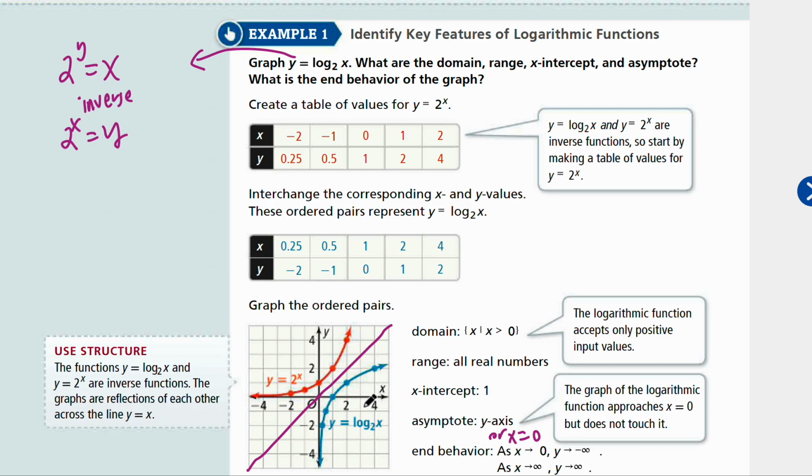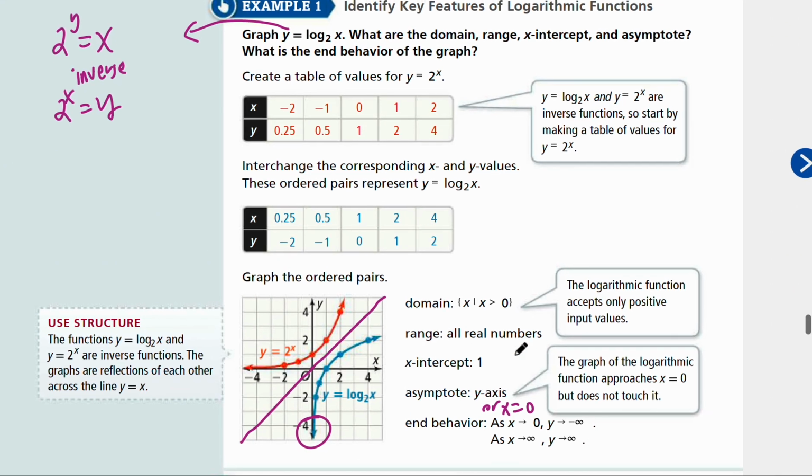And the end behavior, as x approaches 0, y approaches negative infinity, right? So that's the first arrow here. And then this end behavior is when, as x approaches positive infinity, y approaches positive infinity, very slowly, logarithmically. So let's look at try number 1.